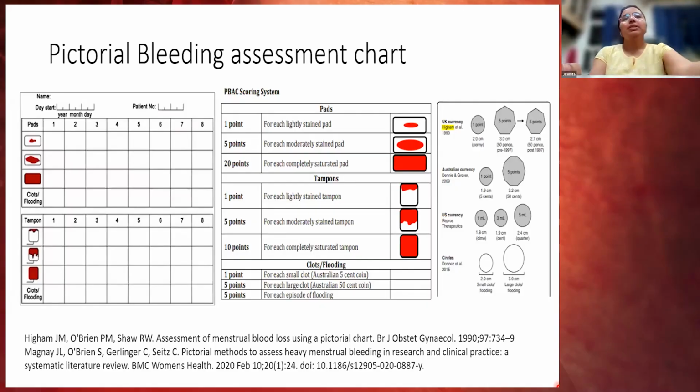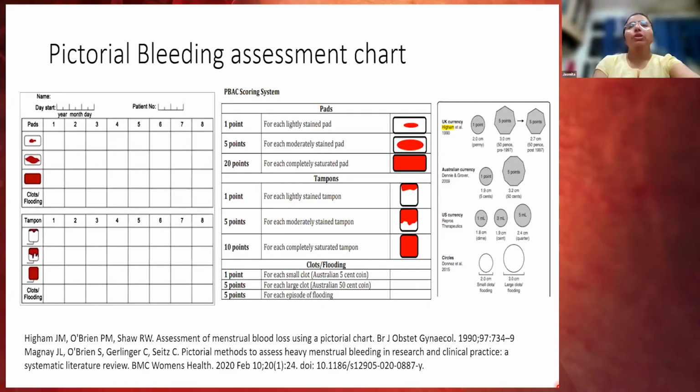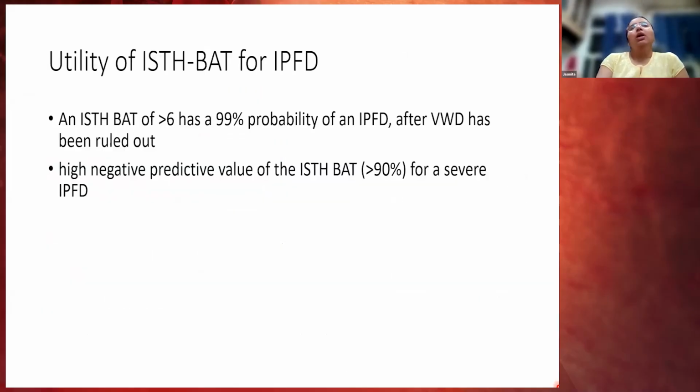So this pictorial bleeding assessment chart is also recommended for grading menorrhagia. And if we can do it for our patients, then that is good, because menorrhagia is a symptom which is not very easily quantifiable. What I may feel as increased bleeding, some other female may perceive it as completely normal.